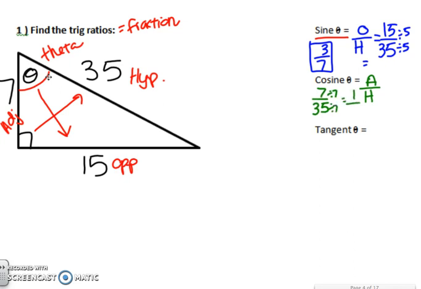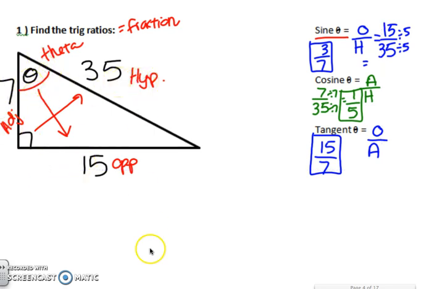So that would give me 1 over 5. So my ratio of cosine of theta is 1/5. Lastly, for tangent, I know tangent stands for opposite over adjacent, and my opposite side was 15, my adjacent side was 7, and I can't reduce that fraction anymore, so that would be my ratio for tangent of theta, okay? So it's all depending on what angle you are at for labeling opposite, adjacent, and hypotenuse. But once you do that, not so bad.